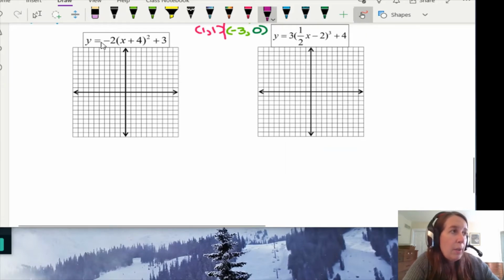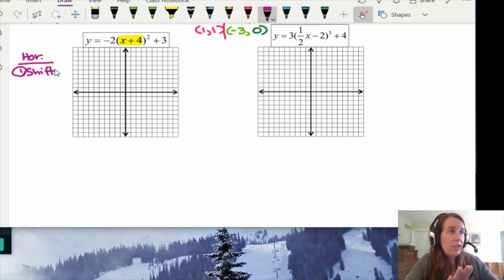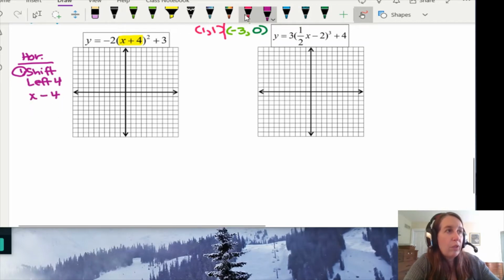Let's start with this one here. And I like to highlight what's happening in the parentheses because that is the only horizontal part. And I'll start by writing down what the horizontal part is. So that is a shift. And we're going to need to subtract 4. So that's going to be a shift left 4. And so in other words, x is going to be x - 4 for each x coordinate.